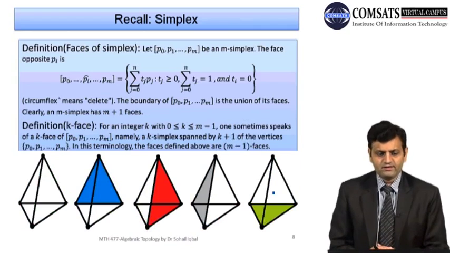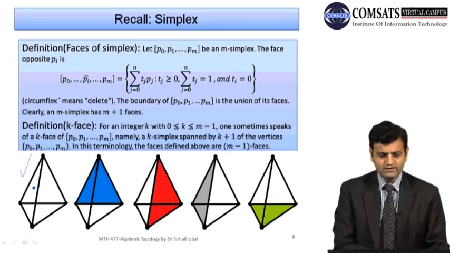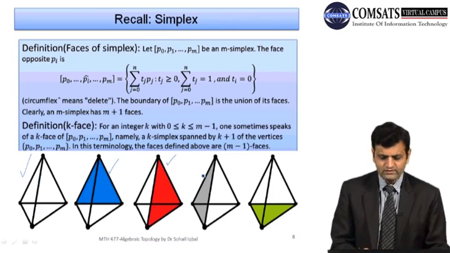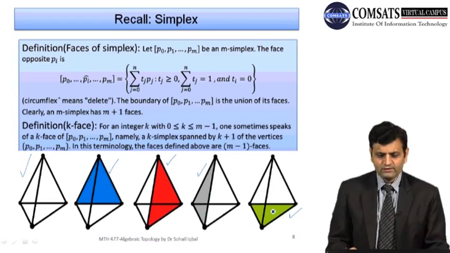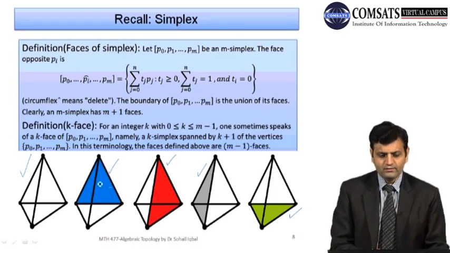So our next definition is faces of a simplex. If we have this 3 simplex, which is a tetrahedron, then it has many faces. For example, consider this blue face, red face, this gray face, and this green face. So these are the four faces, or precisely speaking, these are the four two faces. Why am I using the word two face? Because these faces are two simplices.